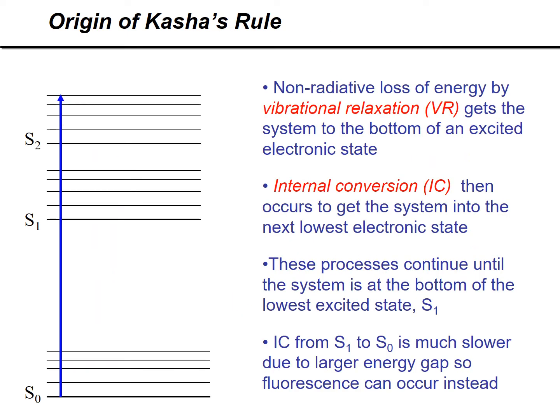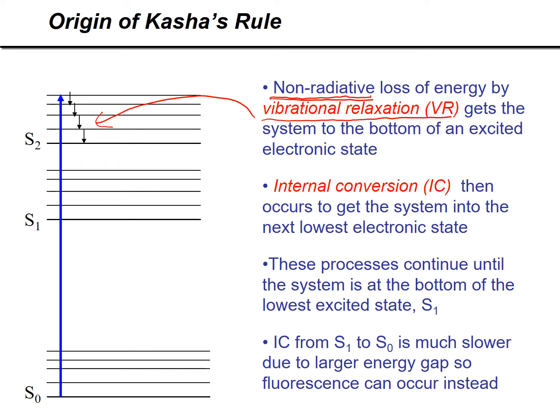So, where does this Kasha's rule come from? Well, first of all, there's our absorption of a photon, and we've gone up into a higher vibrational level of S2. And then what happens soon after is the system drops non-radiatively. So there's no photon being emitted here. This is non-radiative by a process called vibrational relaxation. And that's this. The system gets rid of vibrational quanta of energy.